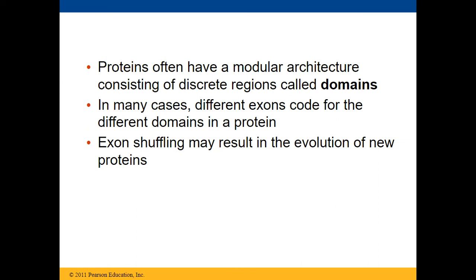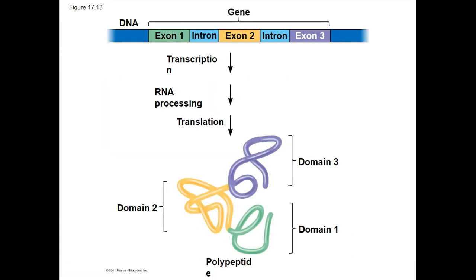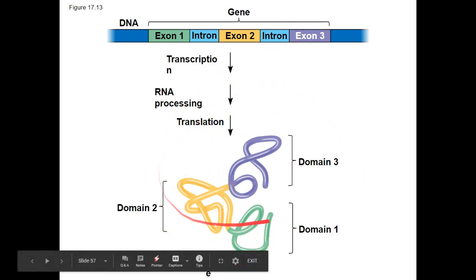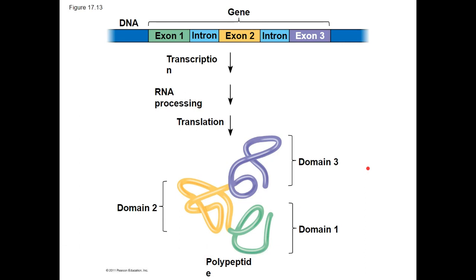Proteins often have a molecular architecture to them that consist of discrete regions that are called domains. In many cases, the different exons code for different domains in a protein. Exon shuffling may result in the evolution of a new protein to be produced. So looking at it this way, here are our exons, our introns, exon, intron, exon. Transcription happens, and then we can shuffle these around that may result in a different protein actually being built.